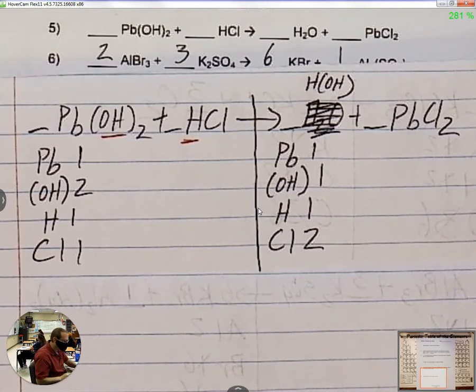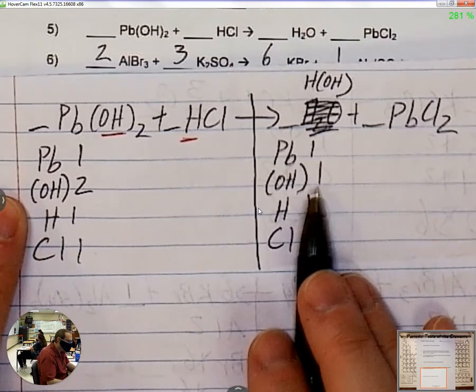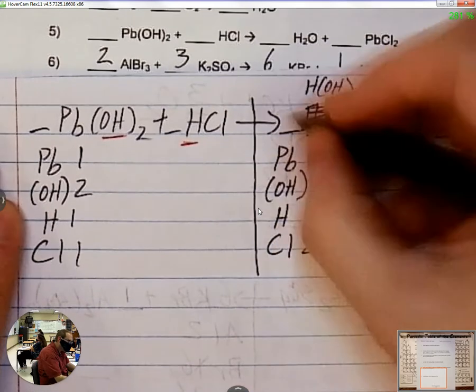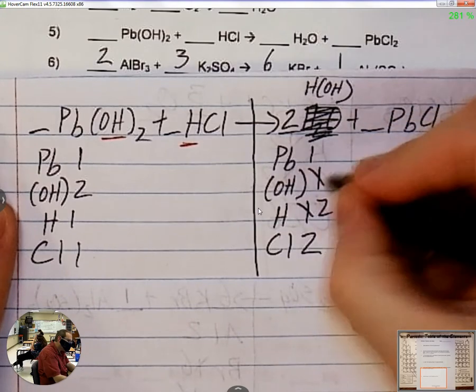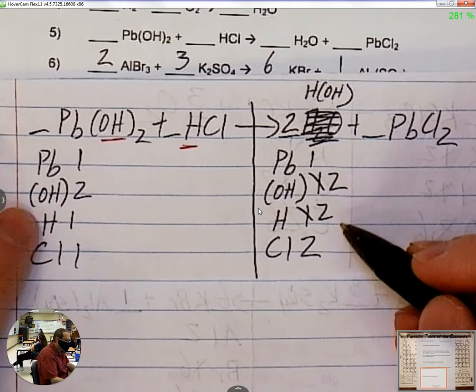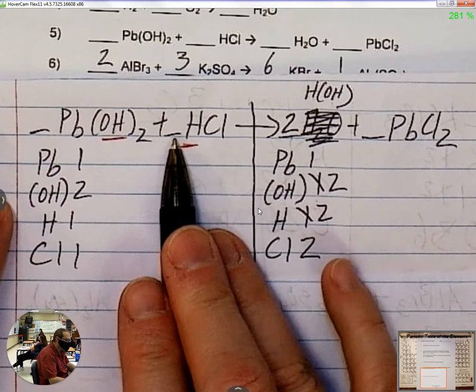OH, cool. All right, so where do I need more hydroxide, left or right? Okay, so how am I going to get that? The 2 right here. That's going to give me 2 free hydrogens and 2 groups of OH. OH is fixed. Now what? I can go back and fix my hydrogen. All right, so I need more on the left, so what needs to go in that blank?